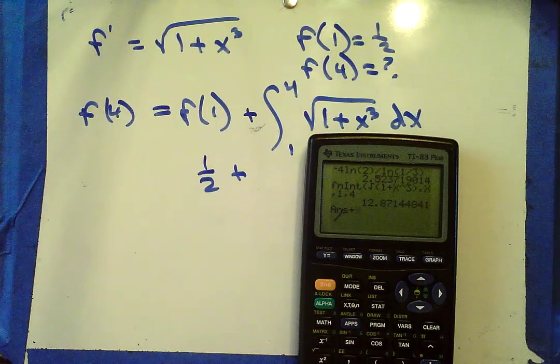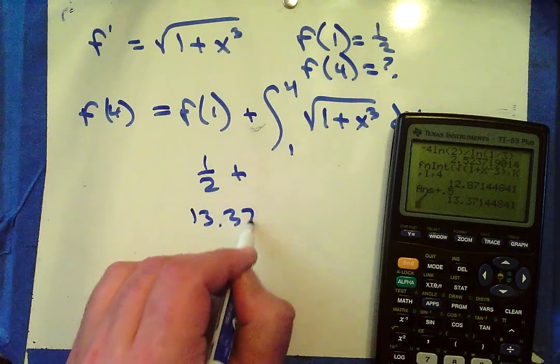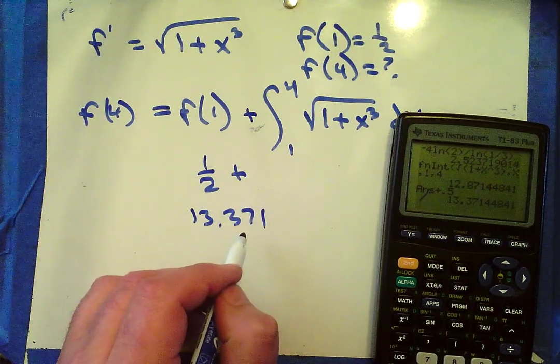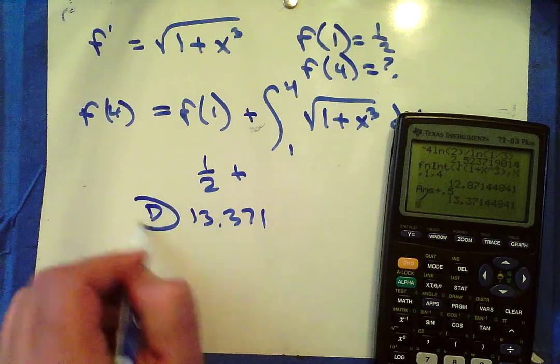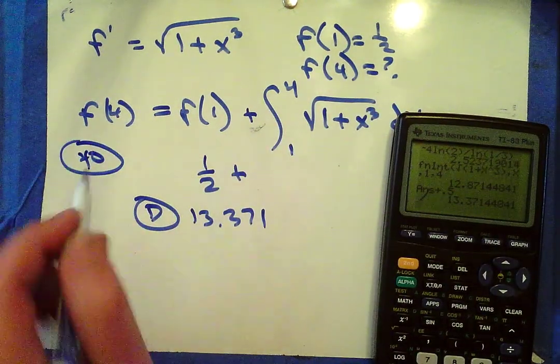Don't forget to add the 1/2. And so I get 13.371. 13.371 corresponds to choice D. Choice D for number 40.